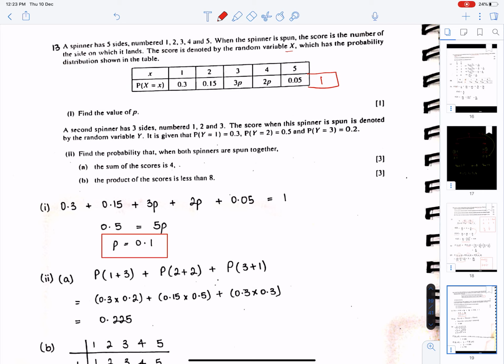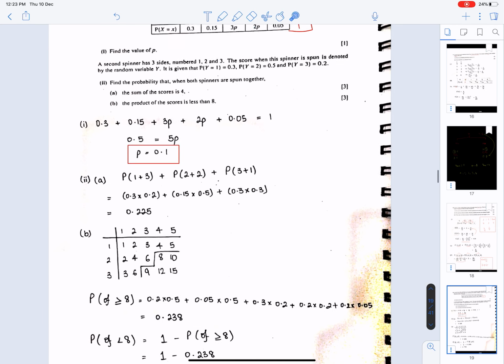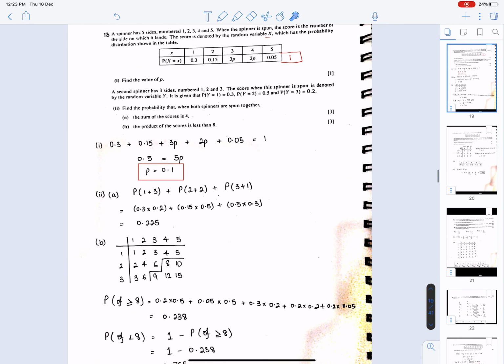A second spinner has 3 sides, 1, 2, 3. The scores when this spinner is spun are denoted by y, and these are the probabilities. Here we have to use the new possibility space, which we already used in question 5. In this type of possibility space, we must write the probabilities here: 0.3, 0.15, 0.3, 0.2, 0.05. I think it is 0.3, 0.5, 0.2.